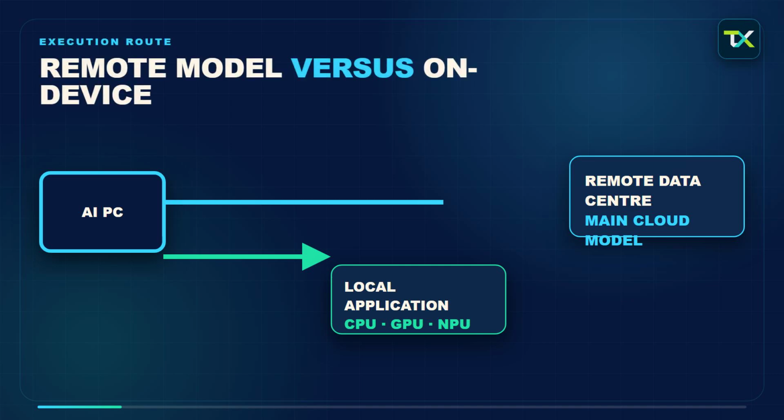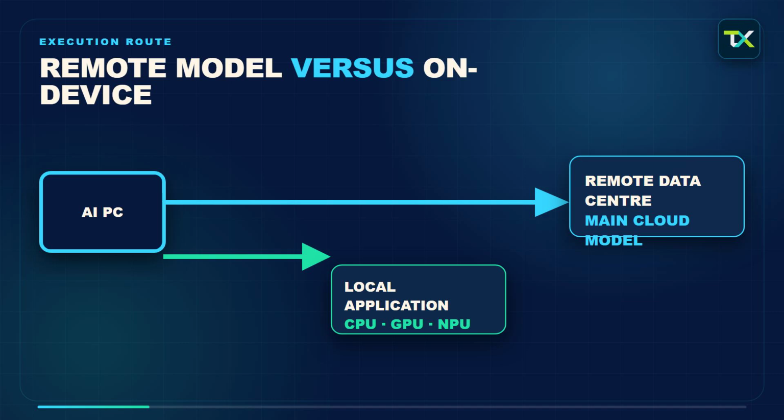Start with a typical chatbot opened inside a web browser. A prompt normally travels through the internet to a remote data center where the large model processes it and sends an answer back. Your laptop runs the browser, calls the interface, and manages the network connection, but its NPU is not running that remote model.